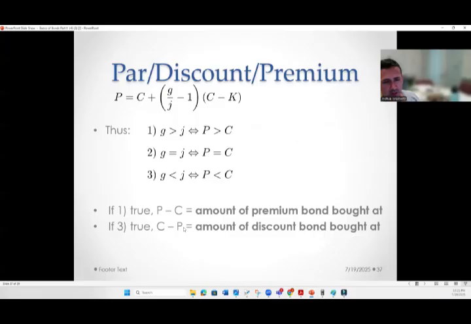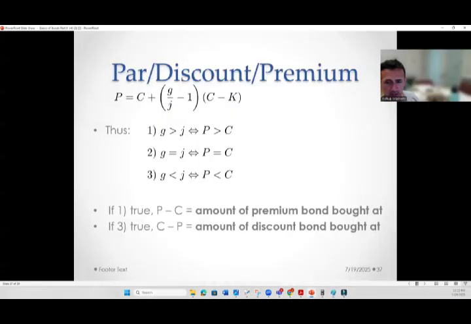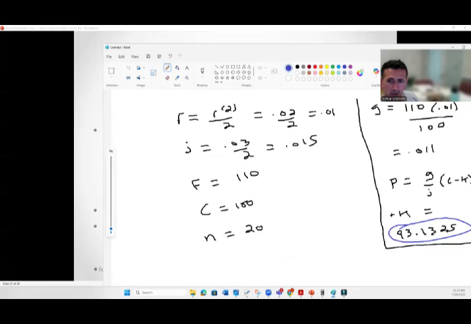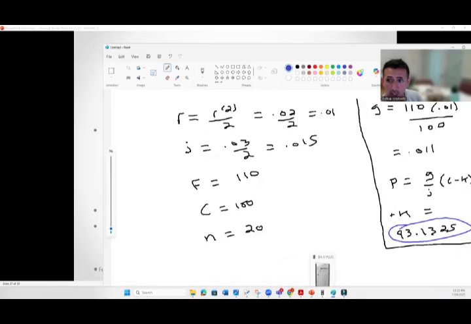So yeah, sorry, I don't really want to verify the amount of premium on the bond, or sorry, the bond is bought at a discount. I don't want to verify the amount of discount the bond is bought at, but I do want to at least verify that the price is $93.13. Redemption is 100, so price is less than redemption. So we have to have G is less than J, and let us double check that.